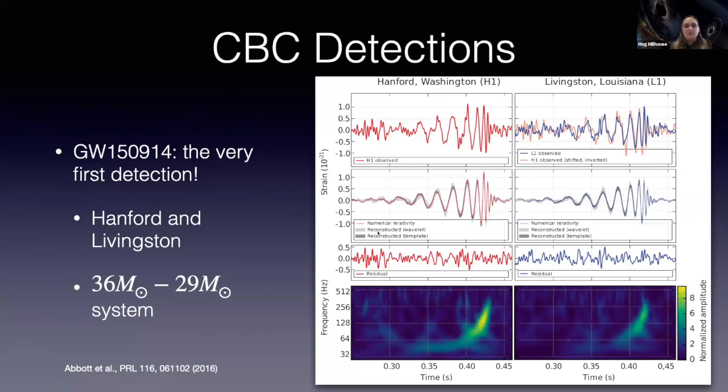And this first detection, of course, was unbelievably exciting. It confirmed some more of Einstein's theories, and ultimately led to a Nobel Prize for Ray Weiss, Kip Thorne, and Barry Barish. All around, just incredible.